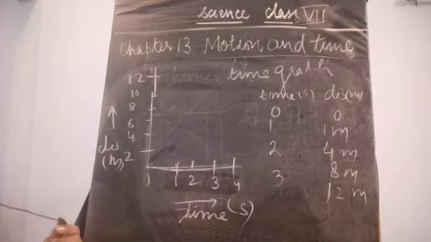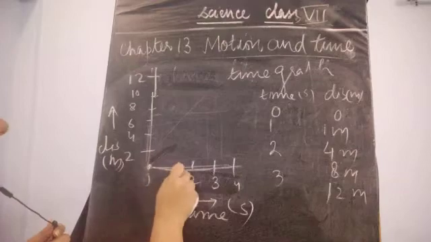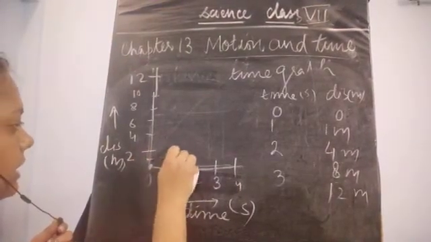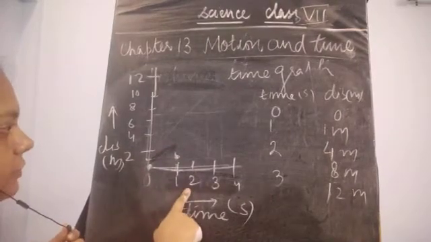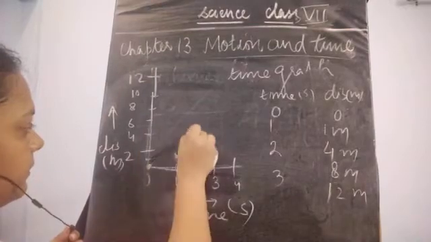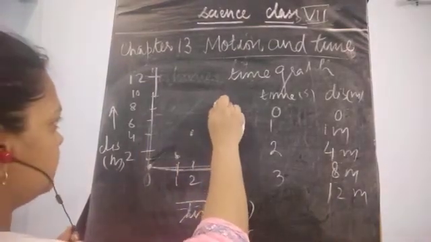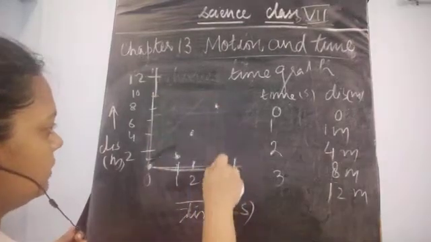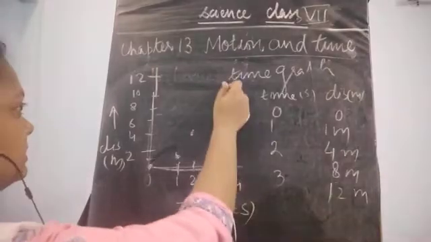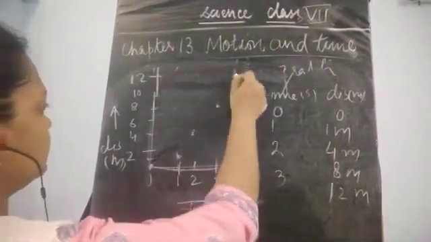So here while plotting the graph, it could be 0 second, 0 meter. For 1 second, 1 meter, it means somewhere here, just here at half, okay. At 2 seconds, it is 4 meters, it is here, fine. Then at 3 seconds, it is about 8 meters, okay. Here 3 seconds, 8 meters. The next is 4 seconds, it is 12 meters, fine. At last it becomes 12 meters.